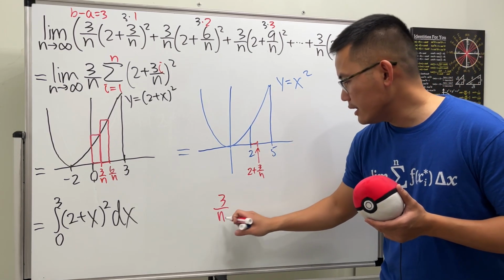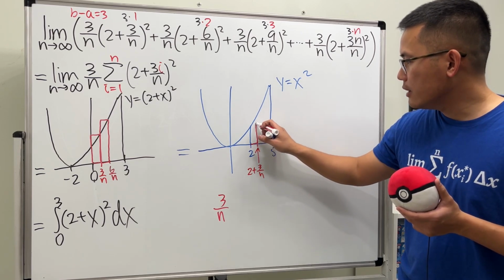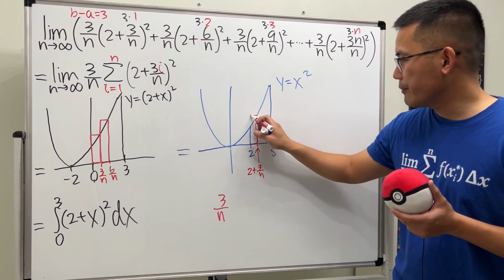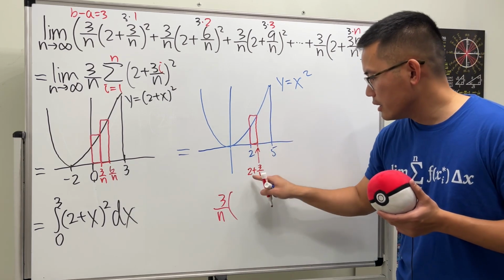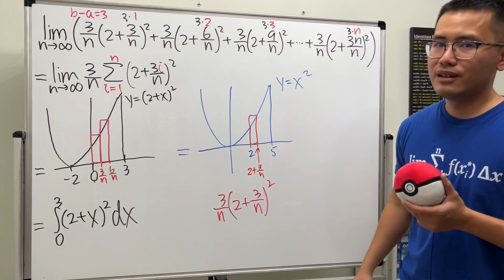So as you can see, for the first rectangle, it has the width 3 over n, but the height is, we have to use this x value, and then we put that into this function, and then you see we should go up, and then we can make a rectangle like so. And the height is this, which is 2 plus 3 over n, and then square.